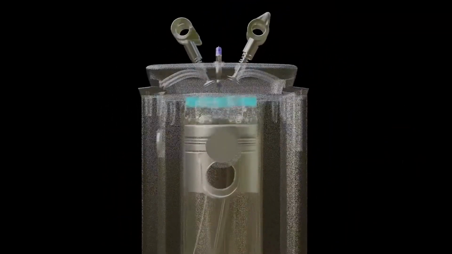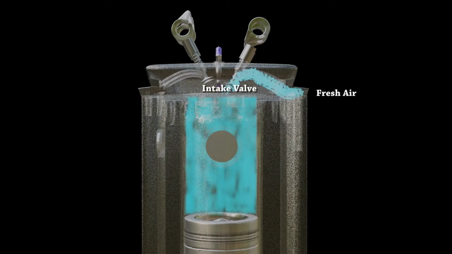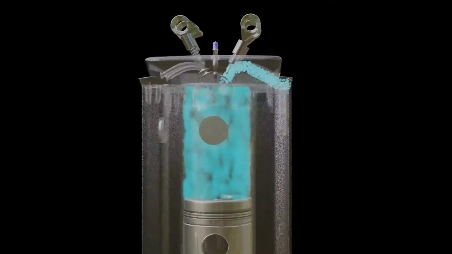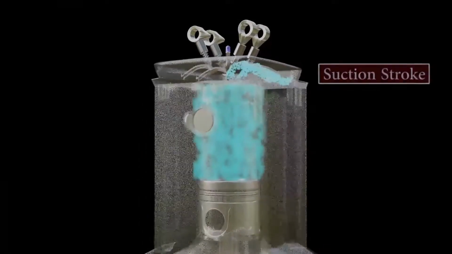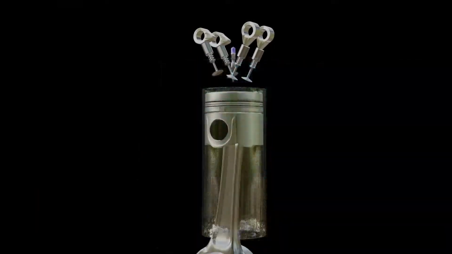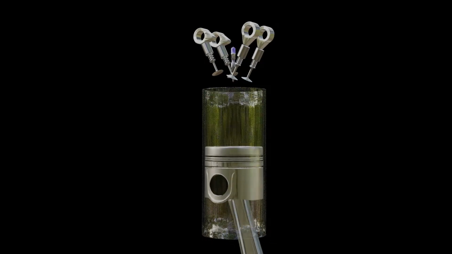When the piston moves downwards, the intake valve opens, allowing the piston to draw fresh air from outside. This process where the piston draws in air from outside is called the suction stroke. Here the term stroke indicates the movement of the piston inside the cylinder.